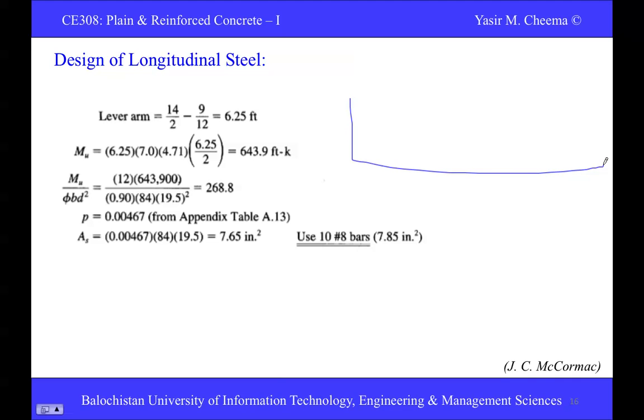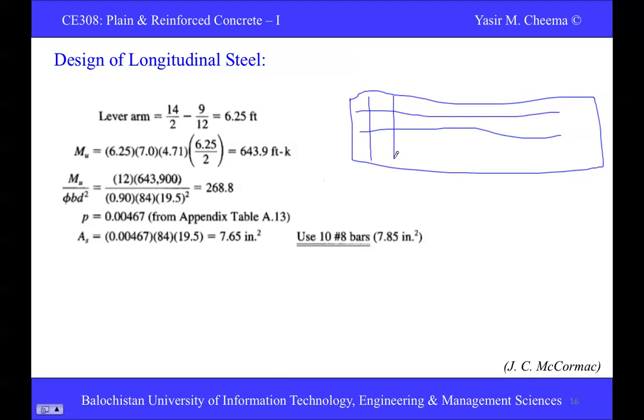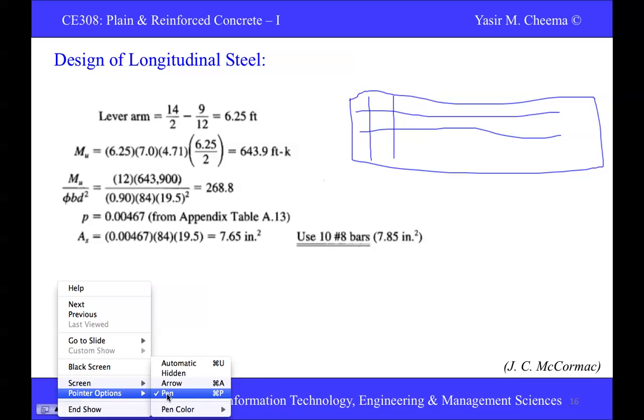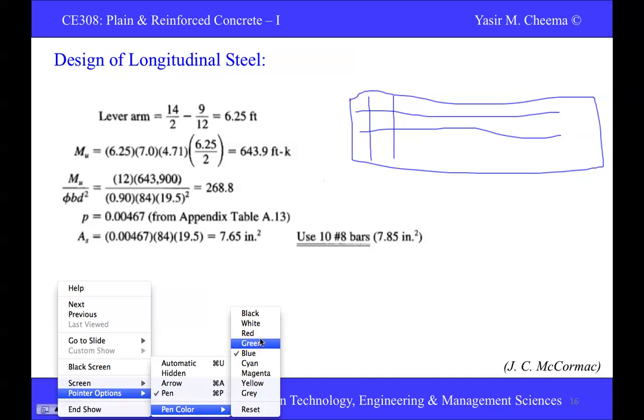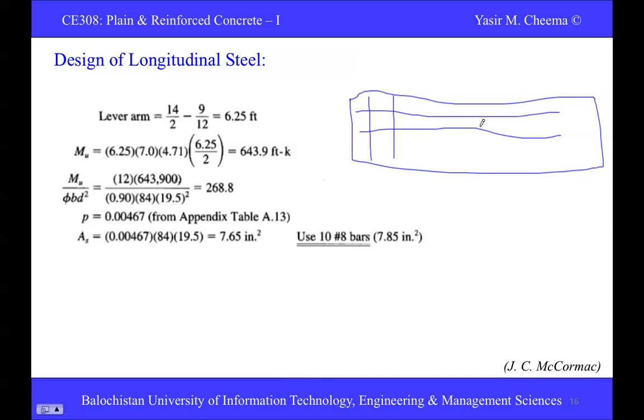Let's say this is our footing here. The steel reinforcement in this way are the longitudinal steel reinforcements, and the other way are the transverse reinforcements. For longitudinal reinforcement we need to find the lever arm. So how much is the lever arm? Let me change the color, I think that would be more okay. So this is the column here. Actually we have to find the moment at the face of the column.